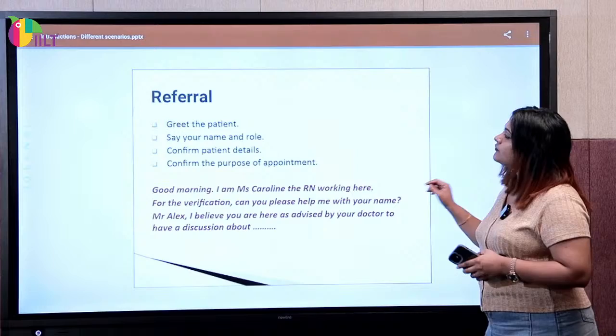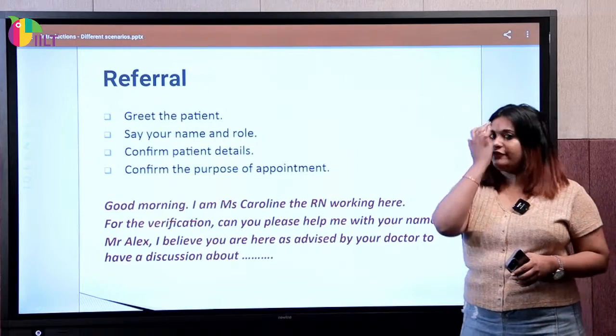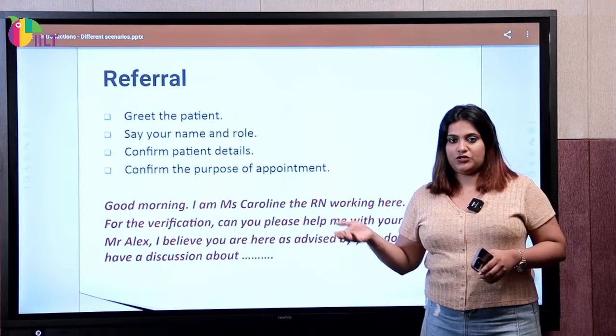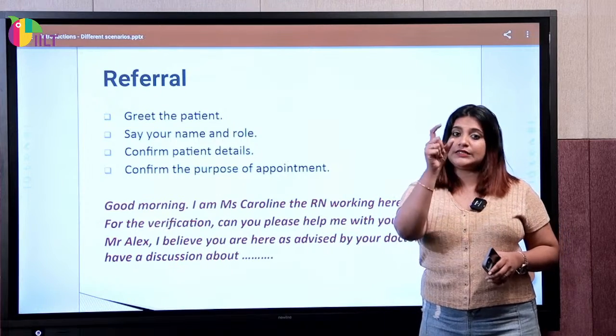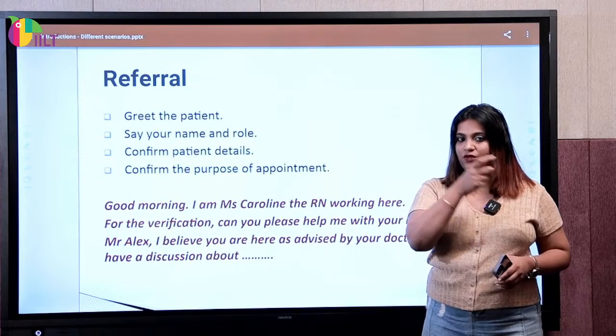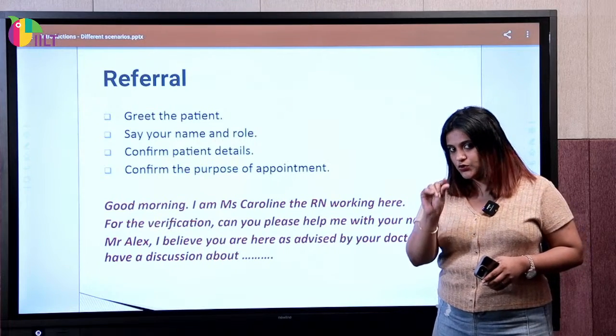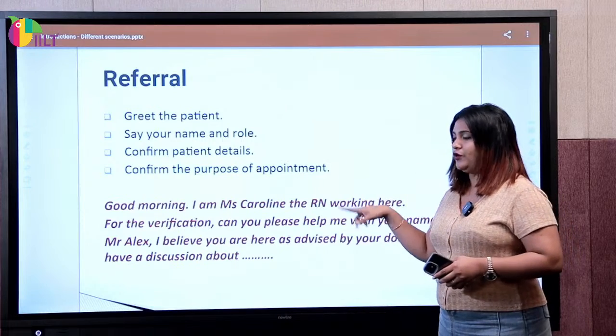All right. So the next one we have picked is referral. So you know a referral, right? The doctor will be referring the patient to you. Sometimes the doctor will advise a nurse also to go and meet the patient. Sometimes the patient will be approaching you, sometimes you will have to approach the patient too. So depending on that, you have to flexibly shift the points given here.